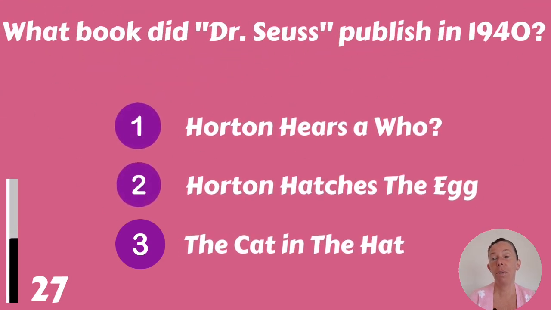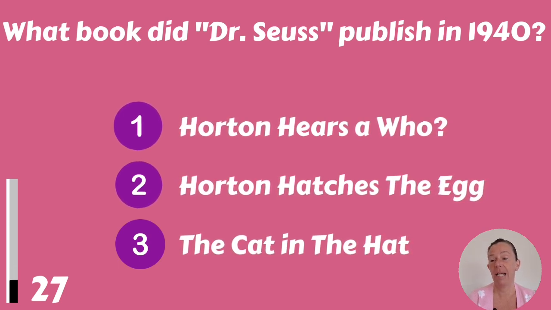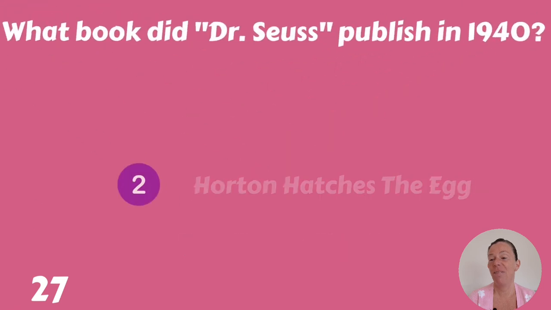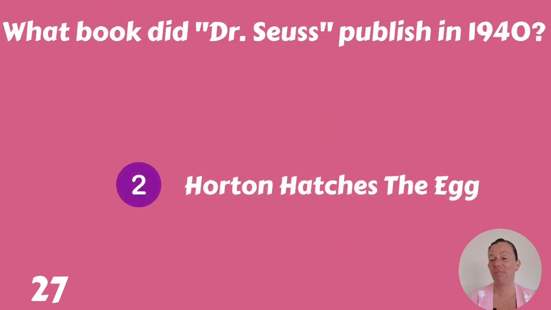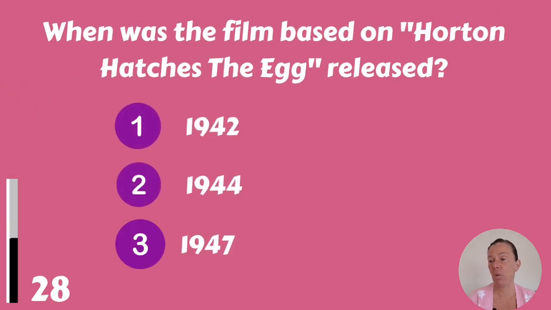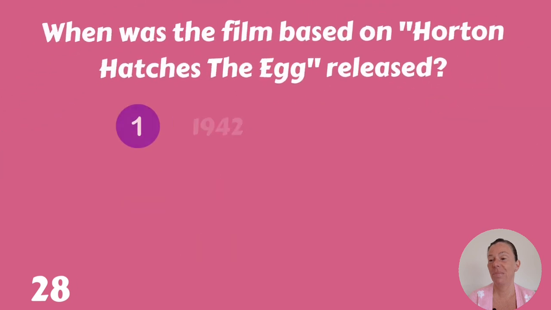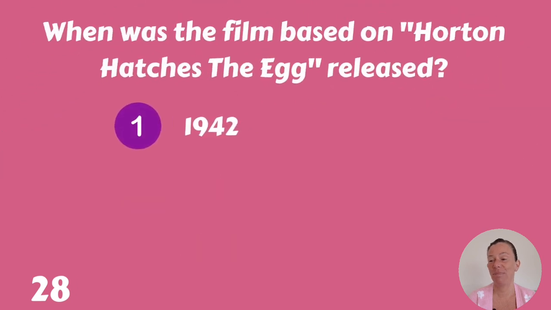What book did Dr. Seuss publish in 1940? Horton Hears a Who, Horton Hatches the Egg, or The Cat in the Hat? Horton Hatches the Egg. When was the film based on Horton Hatches the Egg released? 1942, 1944 or 1947? 1942.